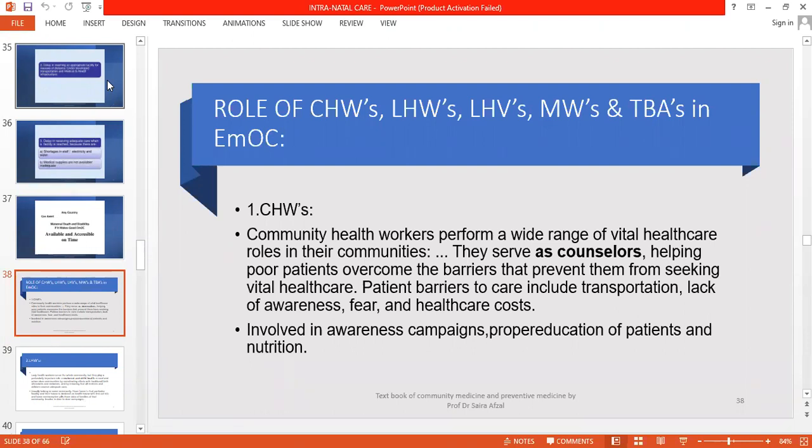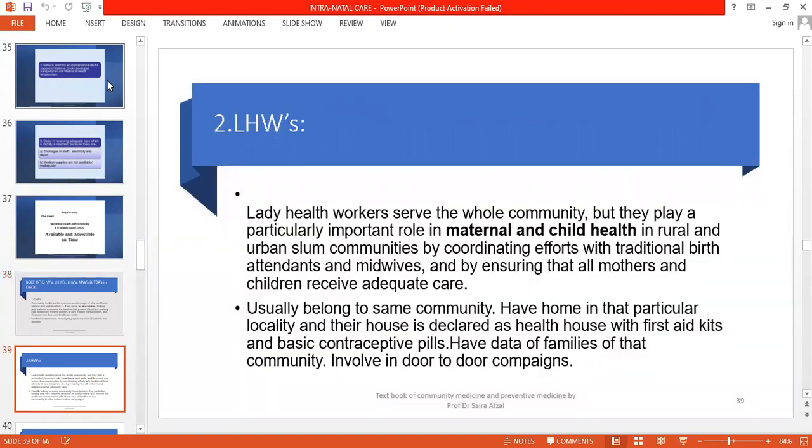Community health workers perform a wide range of vital healthcare roles in their communities. They serve as counselors, helping poor patients overcome the barriers that prevent them from seeking vital healthcare. Patient barriers to care include transportation, lack of awareness, fear, and healthcare cost. They are involved in awareness campaigns, proper education of patients, and nutrition.